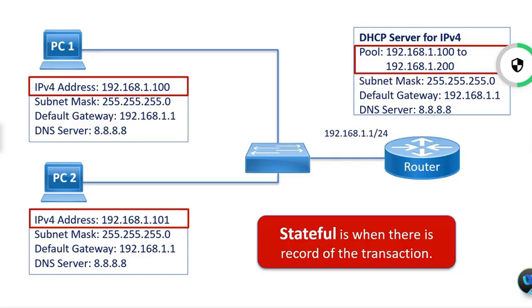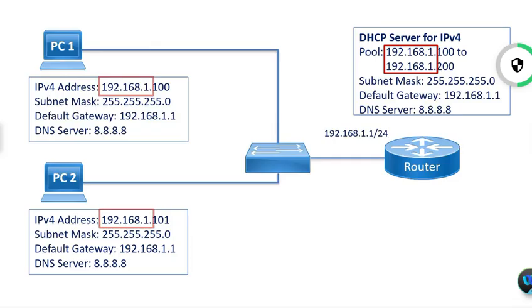In the case of DHCP for IPv4, the server keeps track of which device received which address based on the client's Ethernet MAC address. Notice that although each IPv4 address is unique, the network portion of the addresses are the same. It is only the host portion that makes each address unique.